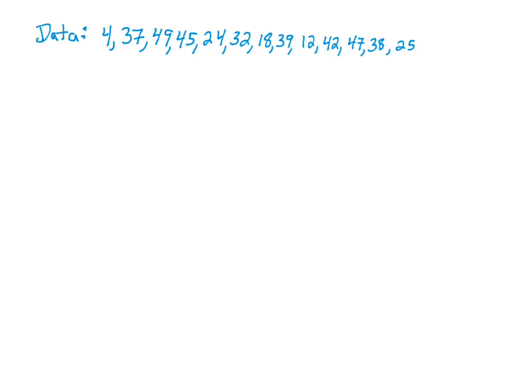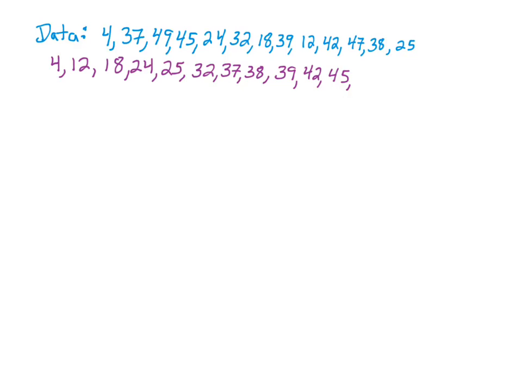Let's double check, and if you need to make any corrections, feel free to pause the video so you can make those corrections. First number should be 4, then 12, 18, 24, 25, 32, 37, 38, 39, 42, 45, 47, and 49. If you need to pause it, now's the time to pause it to make sure you have all those down in the correct order.